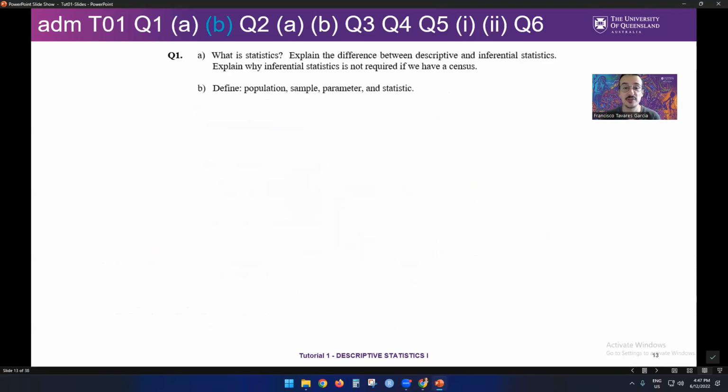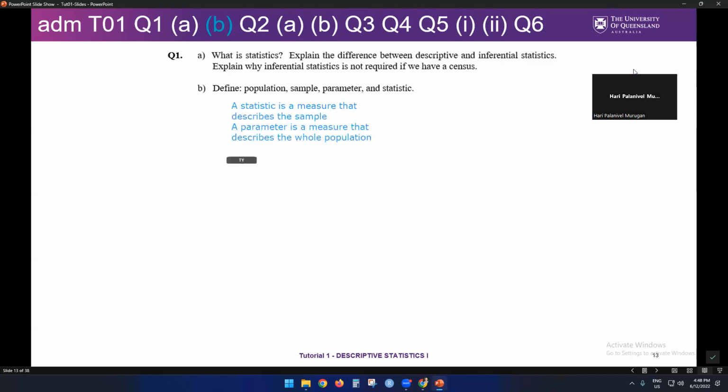So, define population, sample, parameter, and statistic. Yep, anybody up for it? Well, the population contains data from all of the group that you want to reach a conclusion about, whereas a sample is just a portion of that population which you want to analyze. Amazing. Very good.